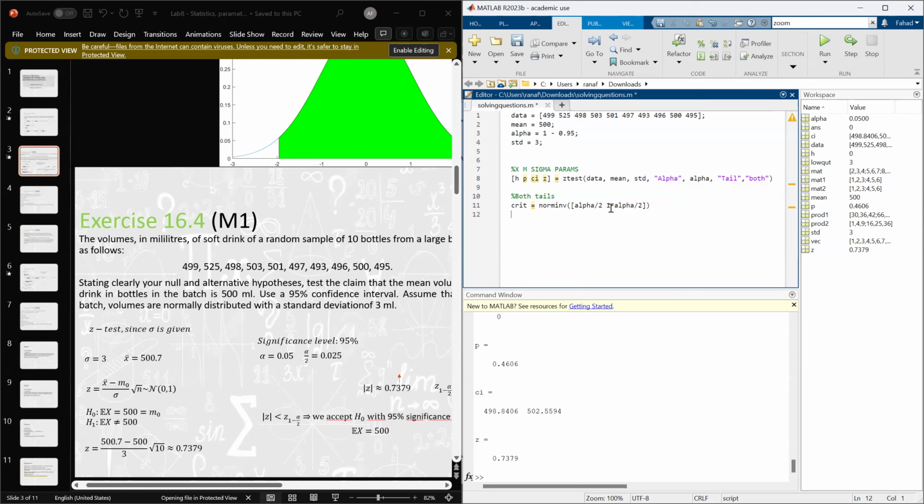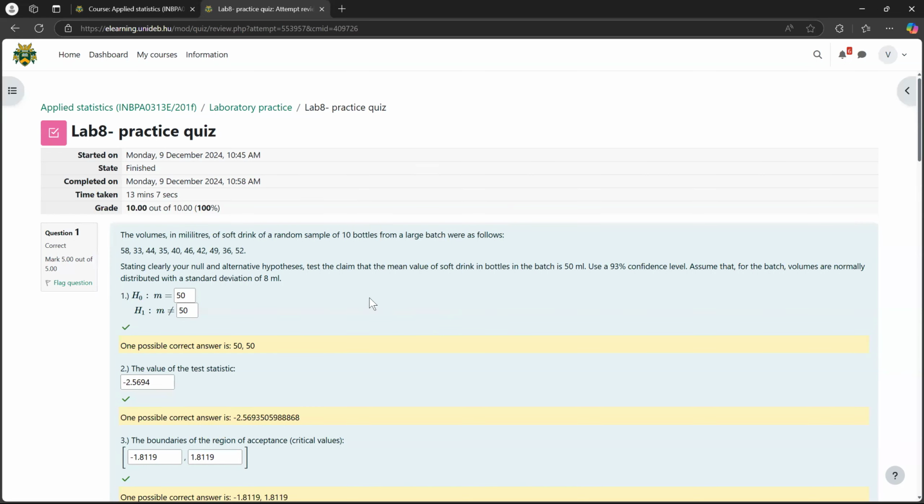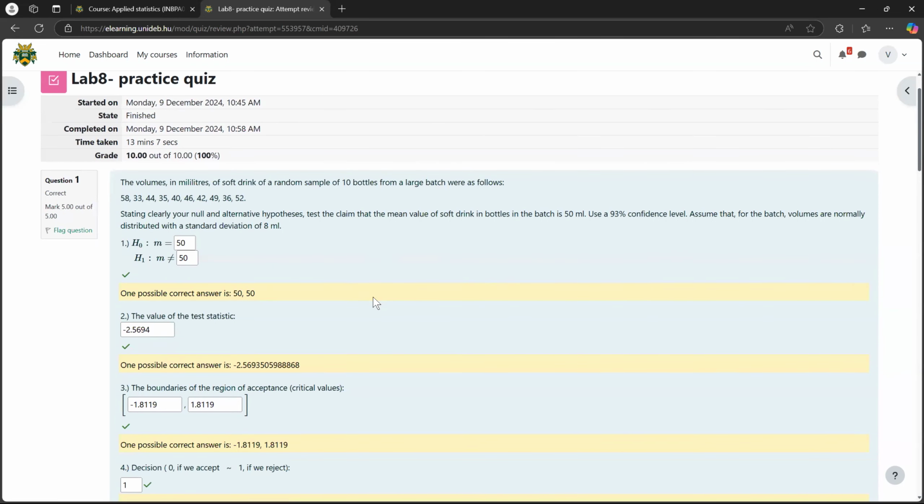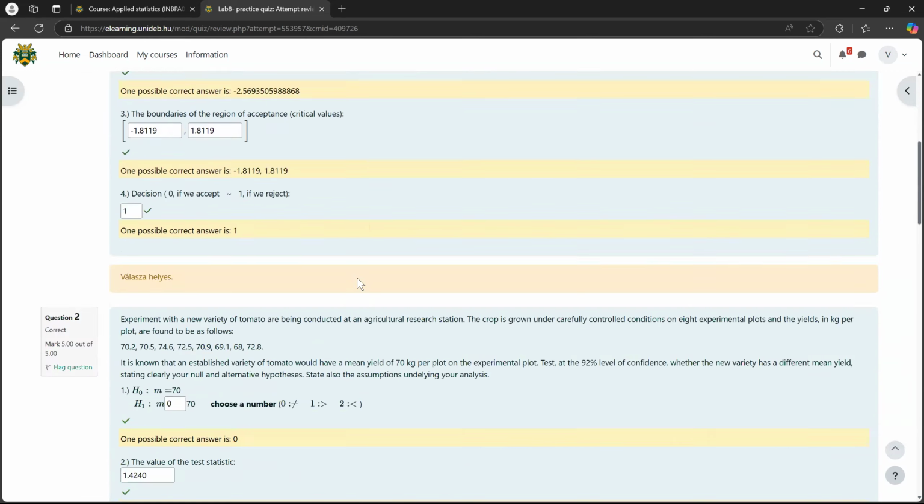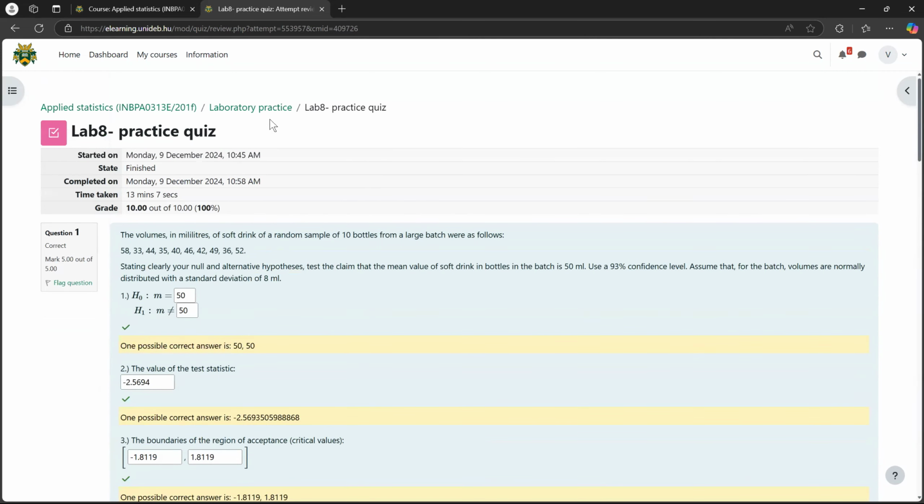Anyway, norm inverse. Now we are ready to solve the z-test question in the quiz. Go to the quiz right here. How do you know whether to use z-test or t-test? If the standard deviation is not given, it's t-test. If it's given, it's z-test. Right. So we start another attempt.